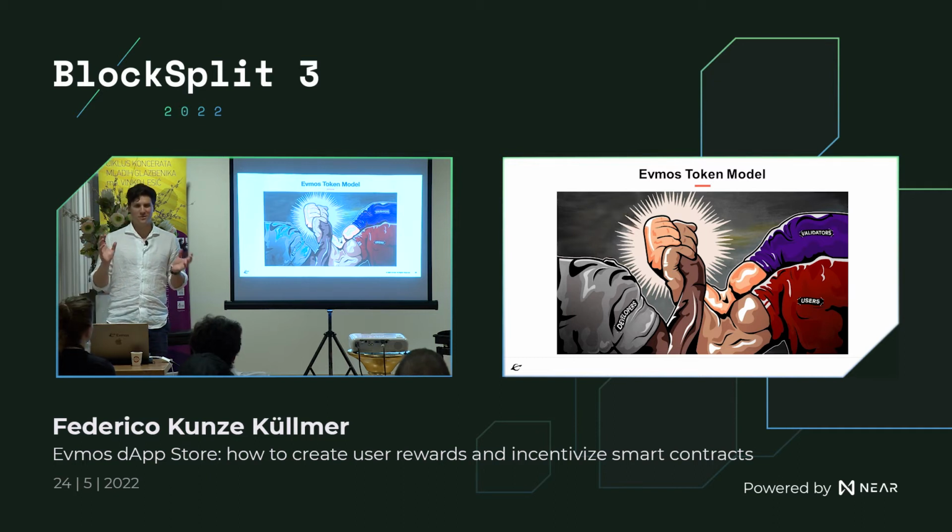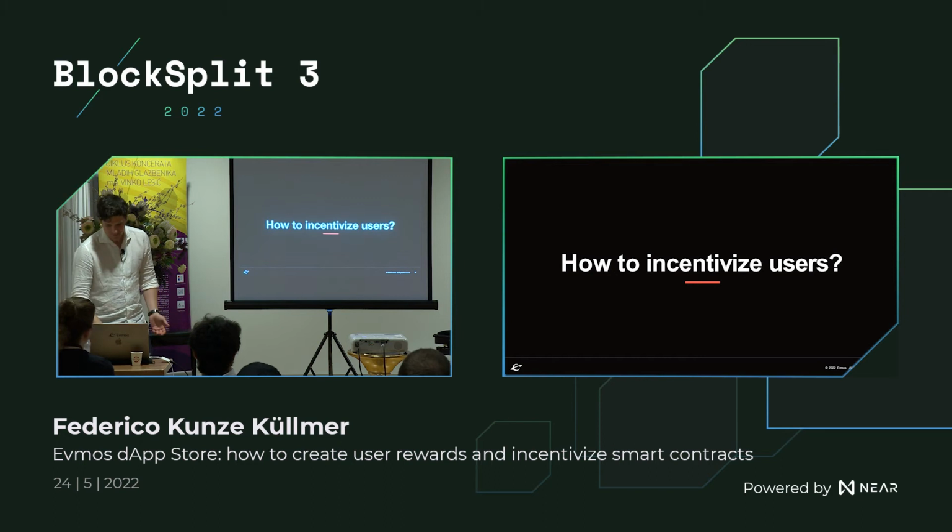So we have all these different three users: validators, developers, and users. Now, how do we incentivize these users? How does this work in real life?